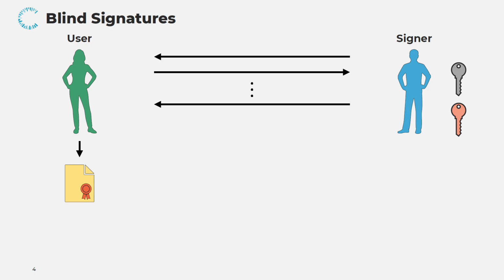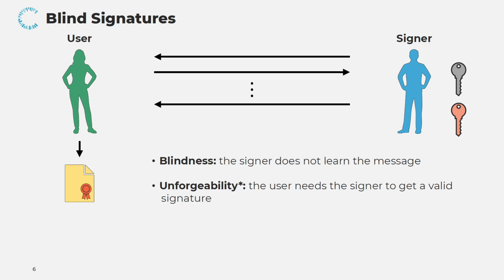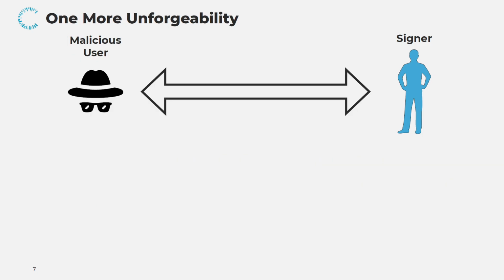We require two main properties of blind signatures. We want the protocol to be blind, in the sense that the signer doesn't learn anything about the message they sign. And also an unforgeability property, which very informally states that the user needs to interact with the signer in order to get a valid signature. So since this concept will be central in this talk, let's spend more time on it.